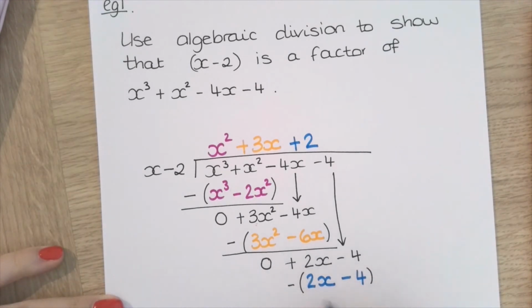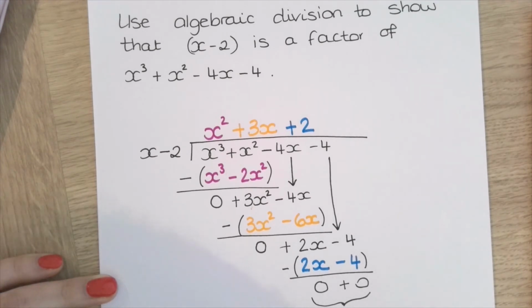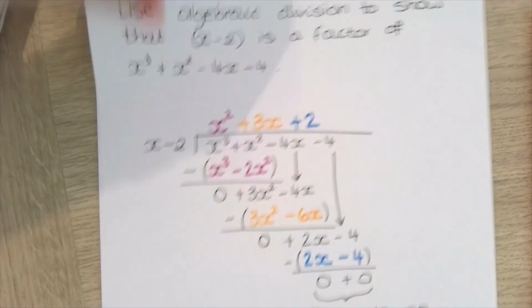2x take away 2x leaves me with 0. Negative 4 take away negative 4, so add that on. Negative 4 add 4 leaves me with 0. Again, there is no remainder, which you can't see as I'm writing this.